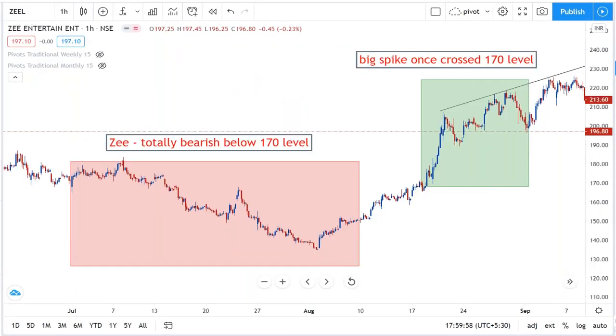So now look at the third thing. When the stock was in the red zone, it was bearish, it was not moving, and when it moved into the green zone, it started giving big spikes. You can see the upside blue color candles. These are bigger ones, then small red candles, and then again a move up. So what is the significance of this zone? In this zone, the stock moved from 170 to 220, but in the red zone, it went from 180 to 130.